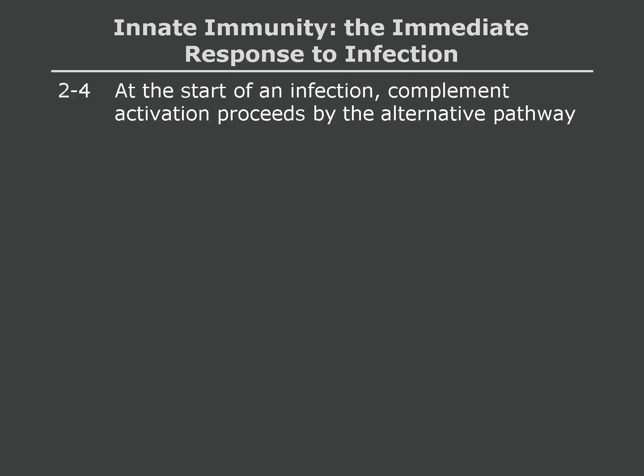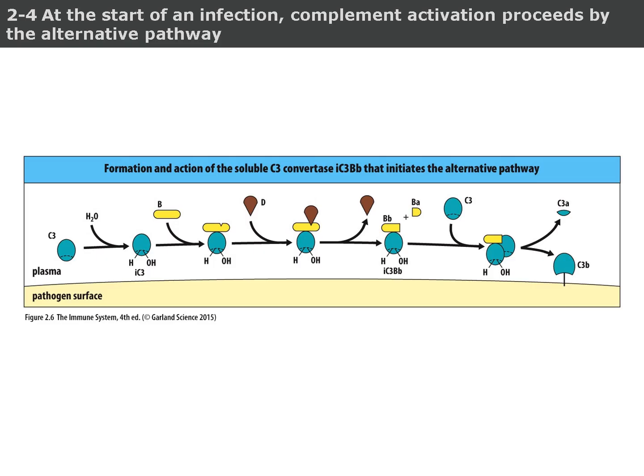At the start of an infection, complement activation proceeds by the alternative pathway. In plasma, C3 spontaneously hydrolyzes to form C3(H2O), which can bind factor B. Once bound, factor D cleaves factor B, producing C3(H2O)Bb, a soluble form of C3 convertase. This enzyme rapidly cleaves more C3 into C3a and C3b. The C3b fragments can then attach to the pathogen surface, marking it for immune attack and propagating the complement cascade.